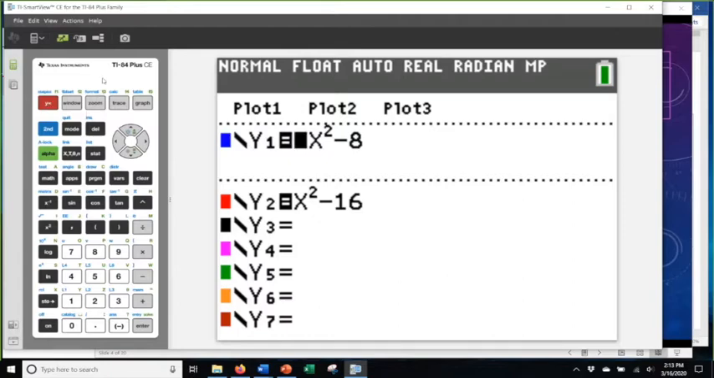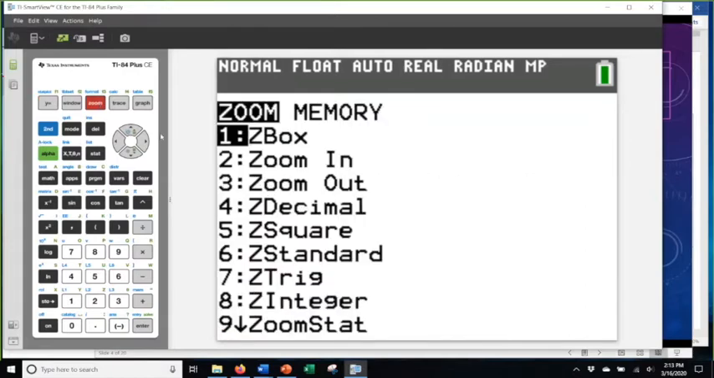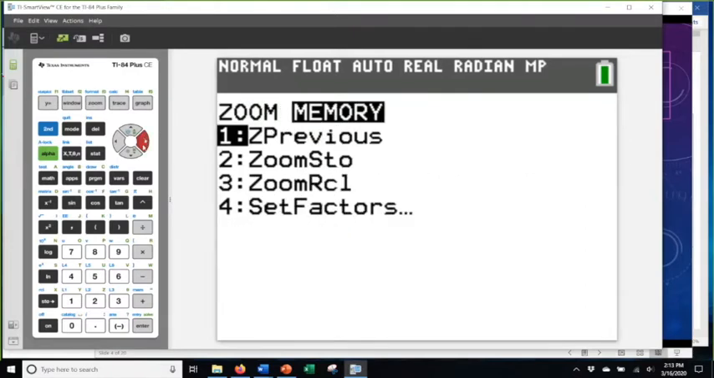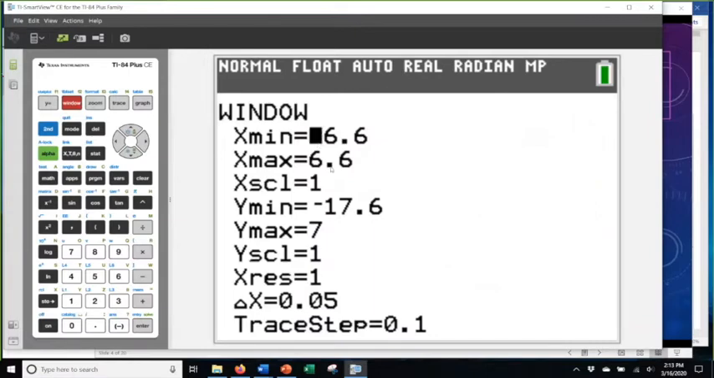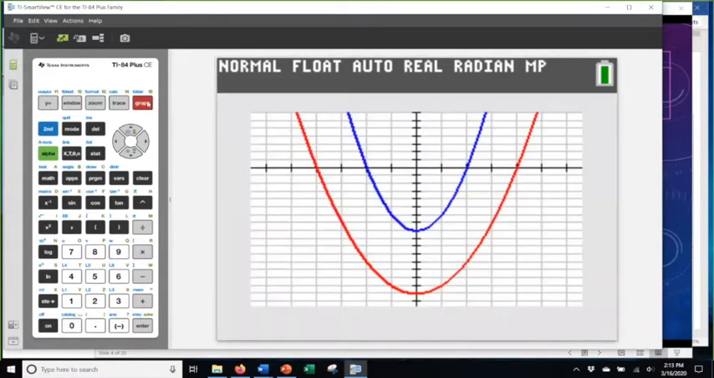What I also want to show you is that there's a feature in the Zoom menu called memory. When you go to Zoom memory, you can store a particular window and recall it later. And I've done that for this. So our Zoom recall gives us a more appropriate window. I've kept my X domain the same as the zoom decimal window, which enables us to still have those nice trace values, the X increment. Okay, so what do you notice? What do you wonder?